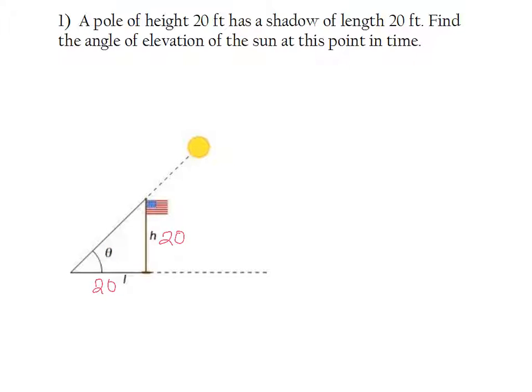Hopefully you notice on this, oh gosh, this leg and this leg are the same. I have a right angle. This is really a 45, 45, 90 triangle, which makes finding theta pretty easy. Theta is going to be 45 degrees. See how easy this is?